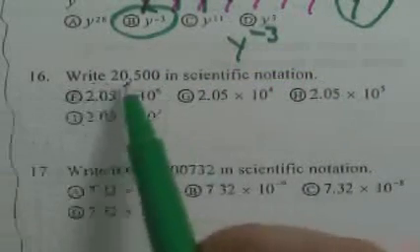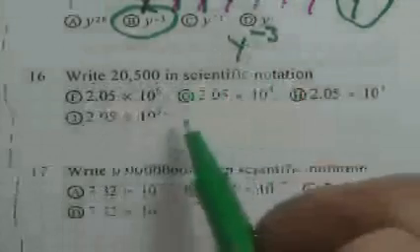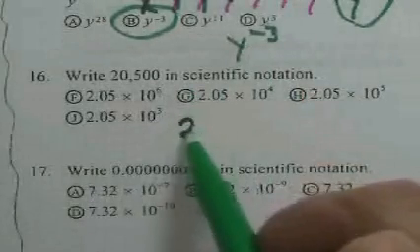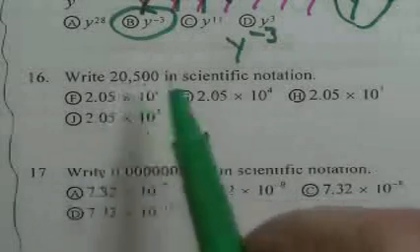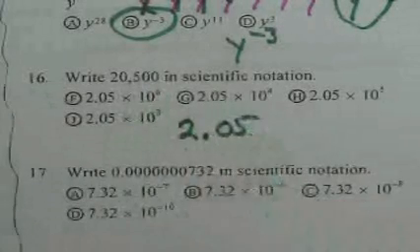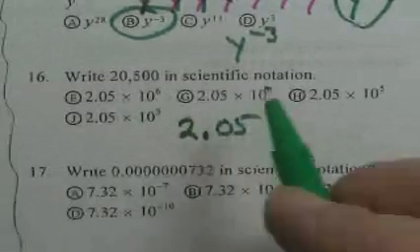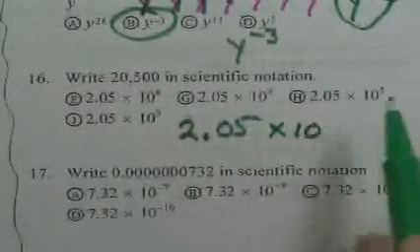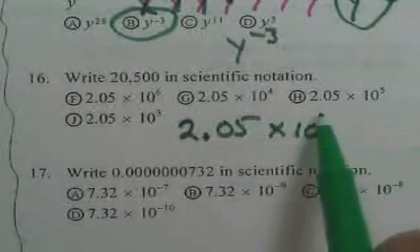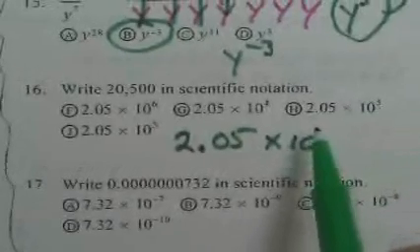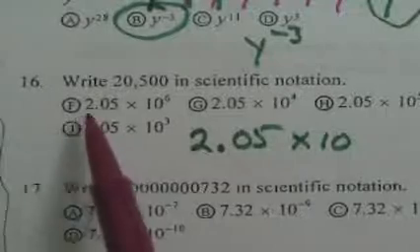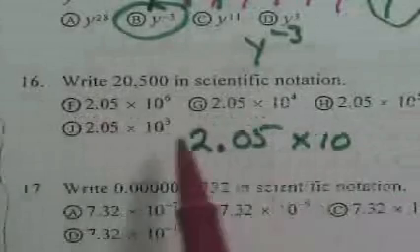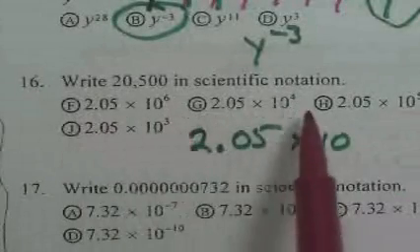Number 16 says write it in scientific notation. Remember, in scientific notation, we have 1 digit, the decimal point, and then whatever remaining numbers you need, like 0, 5. Then I say times 10, and the exponent here tells me how many spaces I moved the decimal. And if you notice, all the answers are 2.05. It just has a different exponent on each 10.